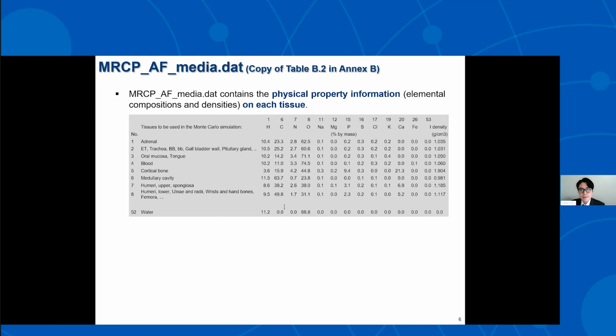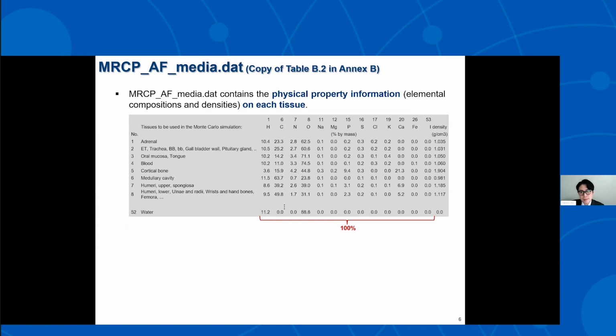Next is the media file, which is a copy of the table in Annex B. The media file contains the physical property information, such as elemental compositions and densities for each tissue. The elemental compositions were expressed as the percentage by mass, with the summation of 100%.